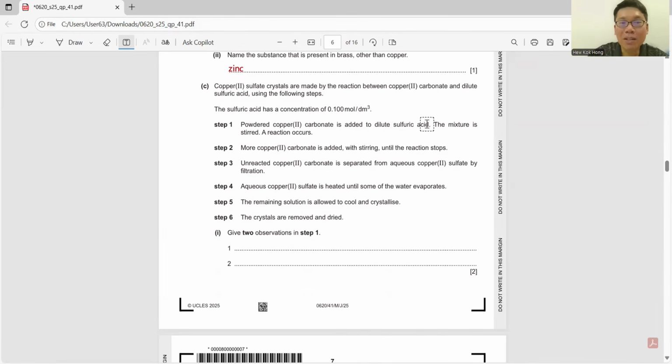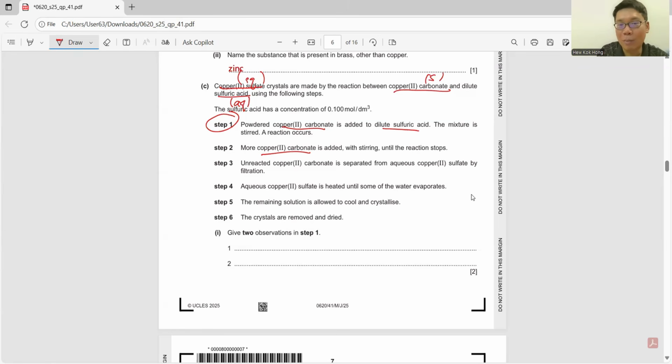Part C. Copper sulfate crystals are made by reacting copper carbonate and dilute sulfuric acid. This is preparation of a salt. When solid and aqueous react, we can form a soluble salt. So they say the sulfuric acid has this concentration. Step 1, powdered copper carbonate is added to dilute sulfuric acid. Stir, reaction happens, more copper carbonate is added until in excess. Unreacted copper carbonate is separated easily by using filtration.